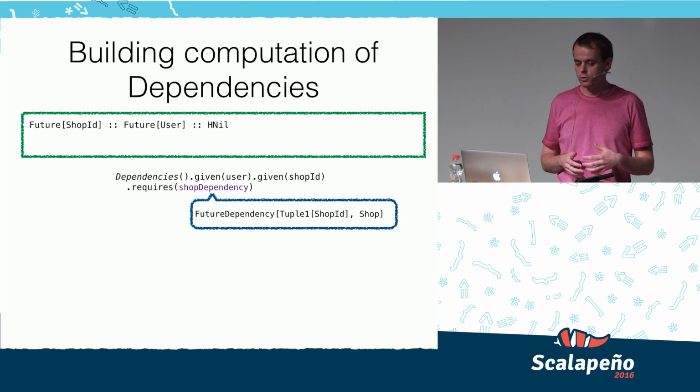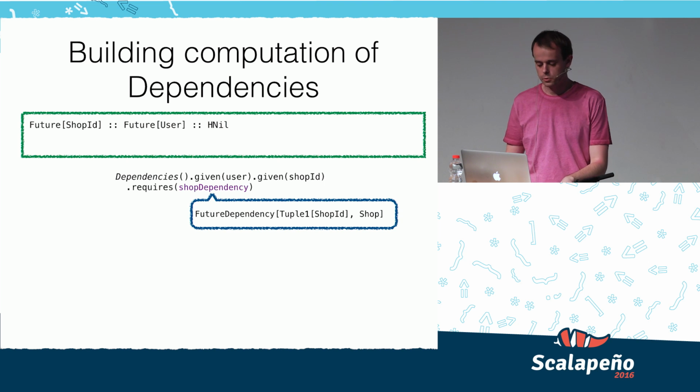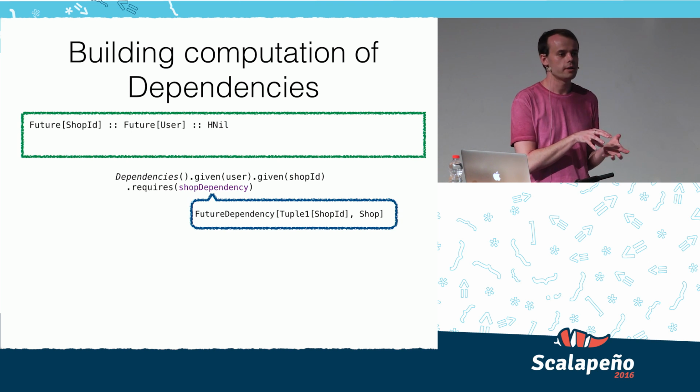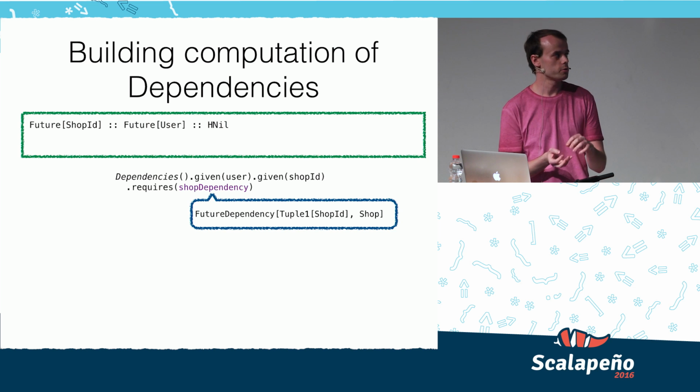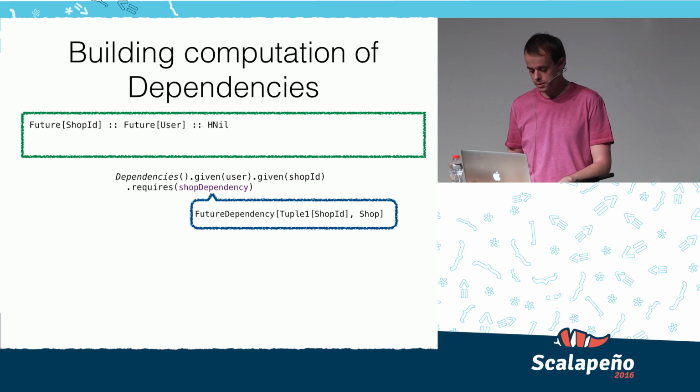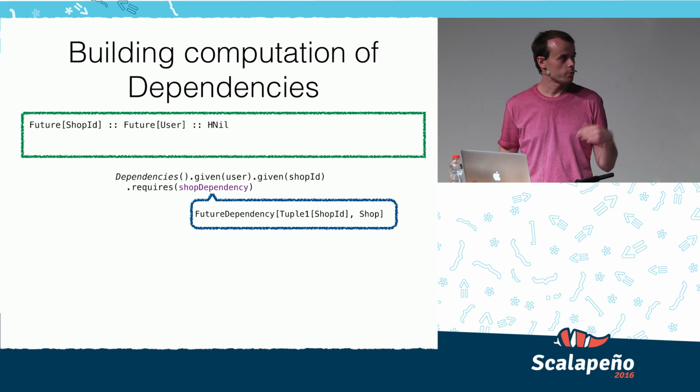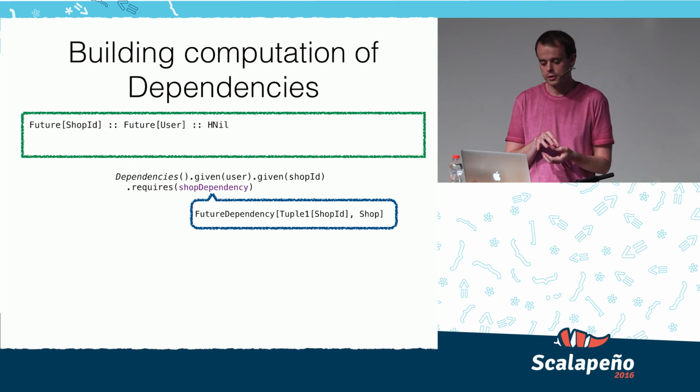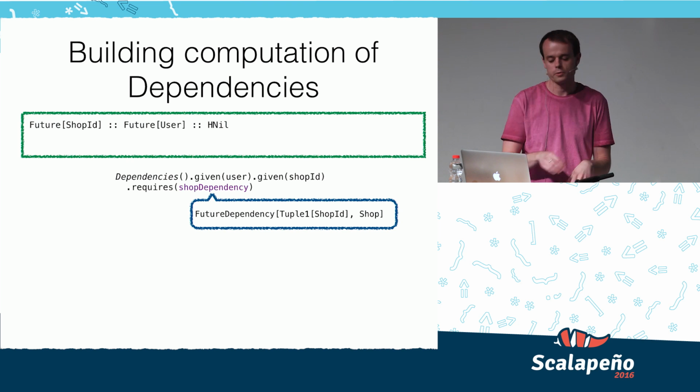Okay, now we are starting to use the dependencies, so future of actor dependencies, which must be produced by type from some arguments to a produced type. So the first dependency is shop dependency, which requires shop ID and produces shop. So it just wraps a future function from shop ID to future of shop.